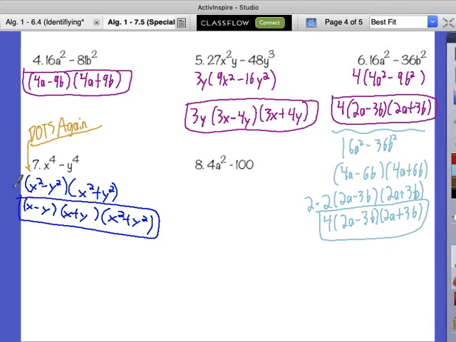So sometimes you have to take a careful look, guys, because after we do that first difference of 2 squares, we are able to continue going. Sometimes we are able to continue going, and we have to.